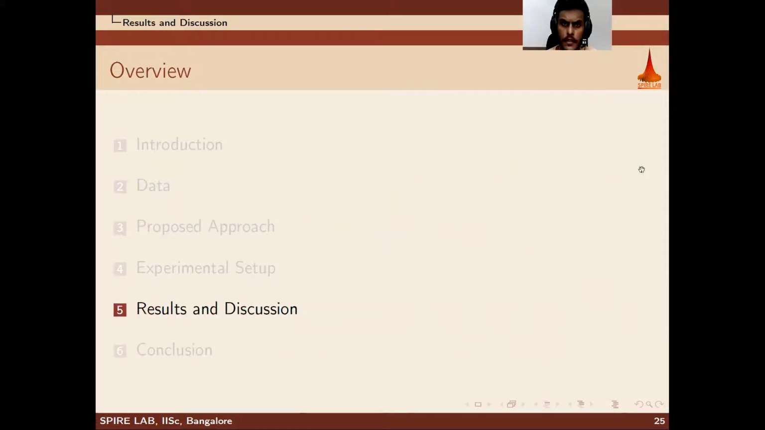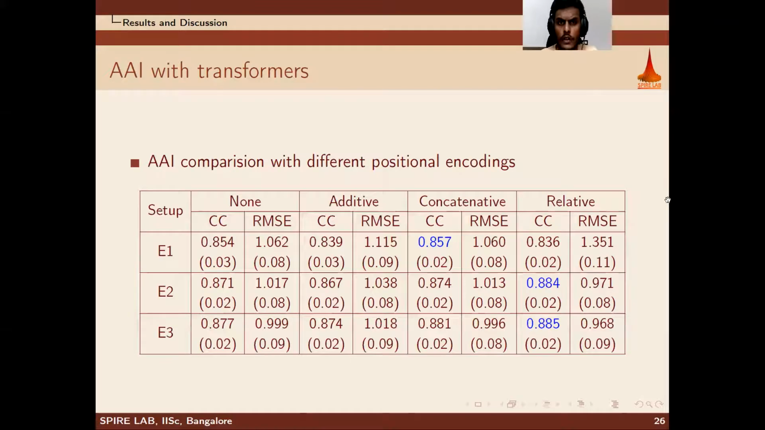Now, looking at the results. So, first of all, let's look at the results for AAI with different types of positional encodings. We have 4 different columns here corresponding to the different positional encodings we use, and 3 different rows corresponding to the experimental setups. Now we find that for setup E1, concatenative sinusoidal positional encoding works best, and for setup E2 and E3, we find that relative positional embeddings works best.